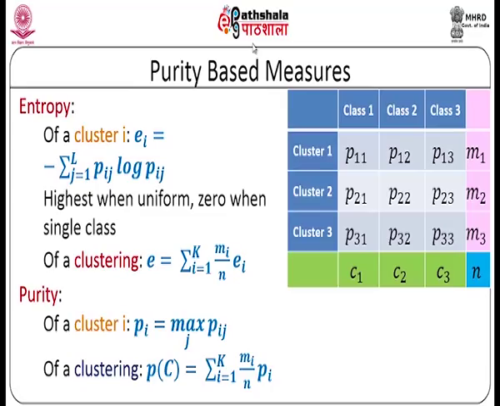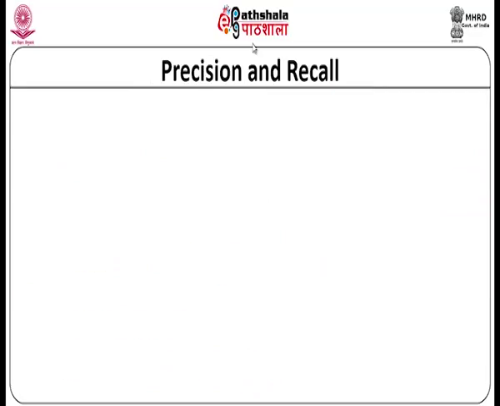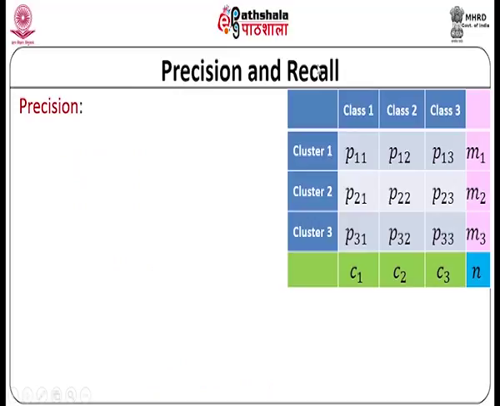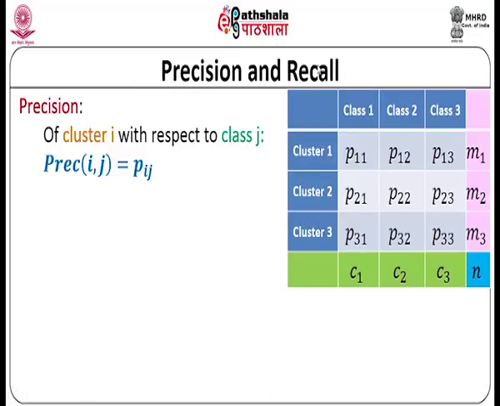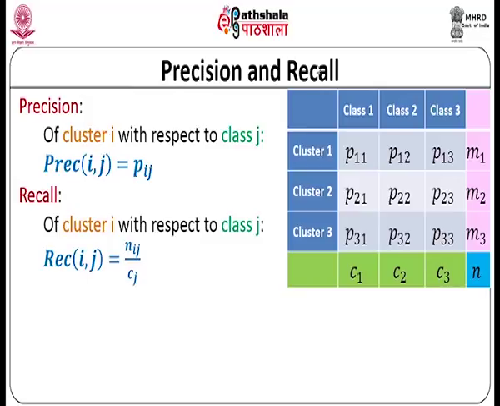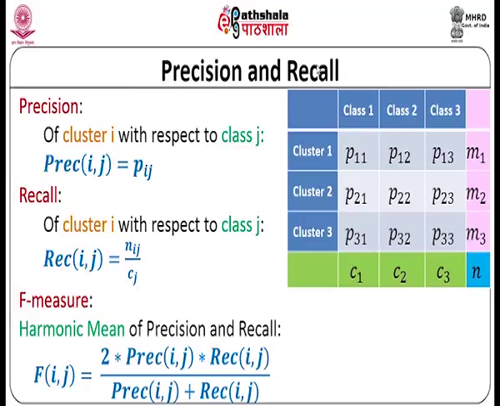Now, with the same measures or the matrix, we can define precision and recall. Now, how do you define precision? Remember, we started off by defining precision just in an ad hoc manner. So, precision of cluster i with respect to class j is precision(i,j) equal to p_ij, and recall of cluster i with respect to class j is recall(i,j) is N_ij divided by C_j. Okay, N_ij divided by C_j.